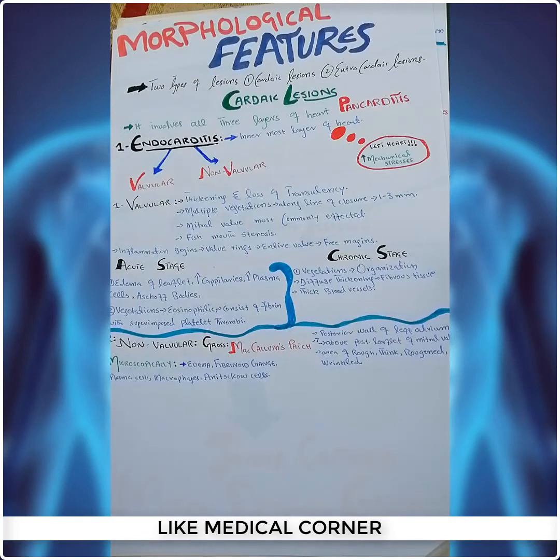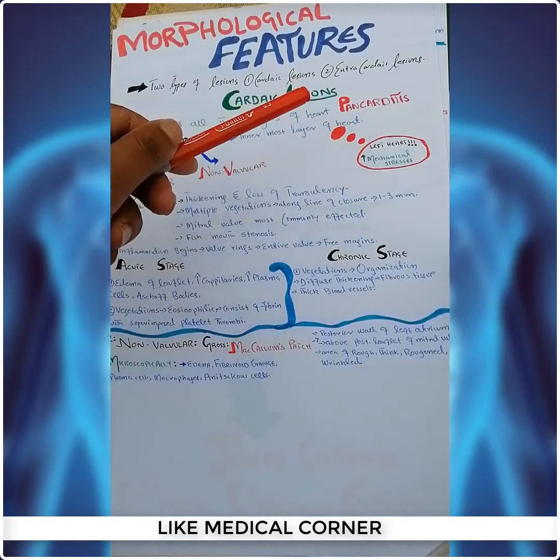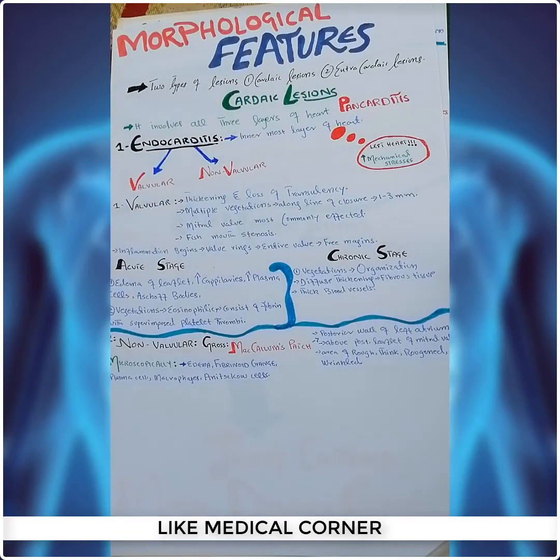So in valvular endocarditis, there is thickening and loss of translucency of the valves, and the valve which is most commonly affected is the mitral valve, and it is of the left heart. The left heart is more prone towards rheumatic heart disease or valvular infections due to the increase in mechanical stresses on the heart, and the left heart is most commonly affected in most of the infections.